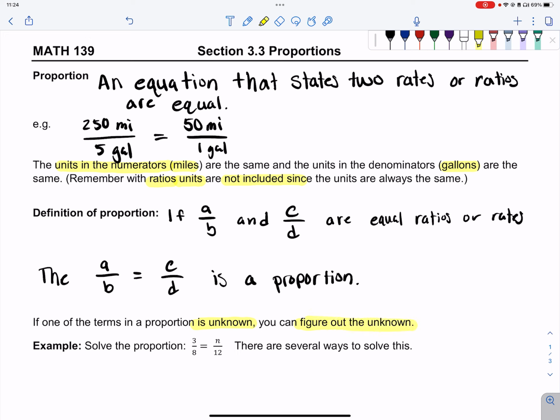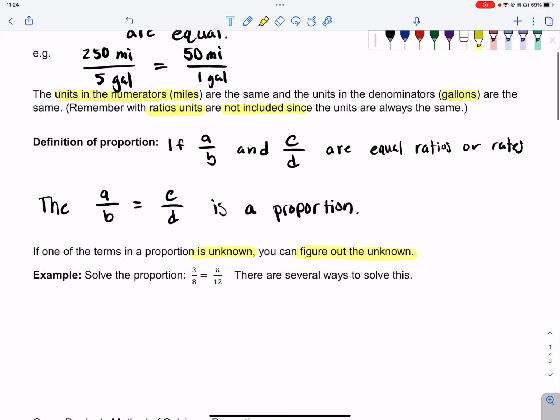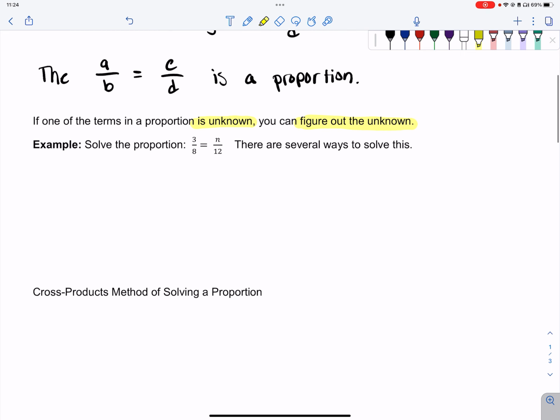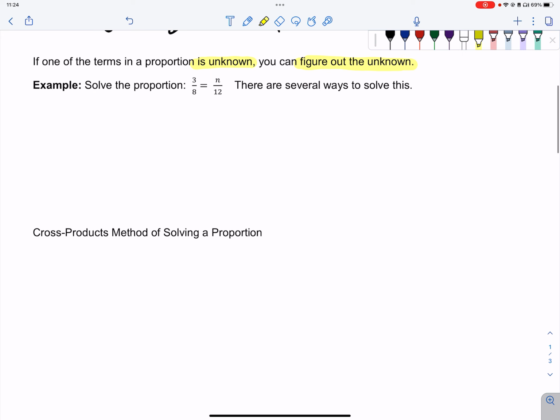So we're going to work through this example here where we have the proportion 3 over 8 equal to n over 12. And I'm going to work through 2 different methods on how to solve this. This first method here, I think is most useful when the variable that we're trying to solve for, in this case n, is in the numerator of a fraction.